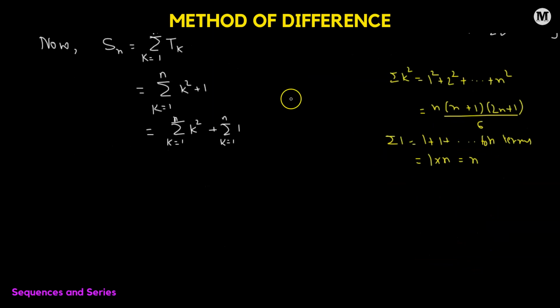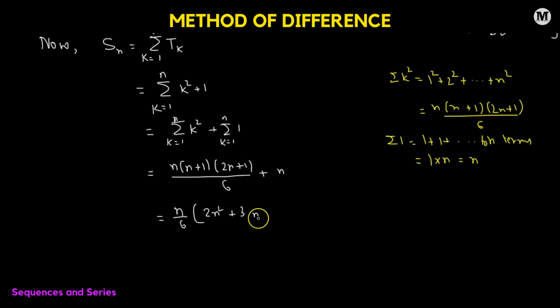Now let's use this value. So now we have n times n plus 1 multiplied by 2n plus 1 whole divided by 6, added to n. When we combine this, let's take n over 6 as the common factor. So that means we have n plus 1 times 2n plus 1, which gives us 2n squared plus 3n plus 1, added to 6. And then finally, this gives us n over 6 multiplied by 2n squared plus 3n plus 7, which is going to be the sum to n terms of the given series.